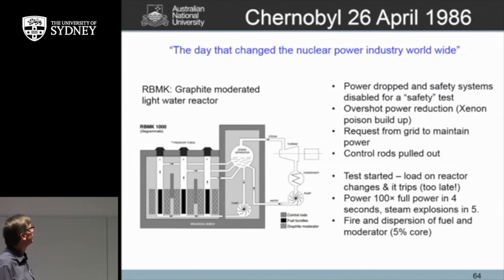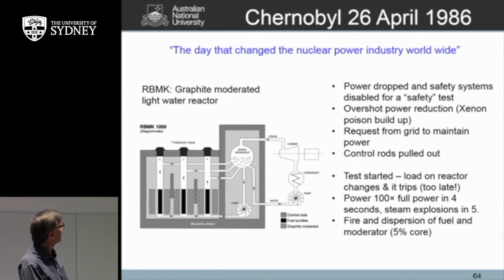Yeah. That'll be good. So Chernobyl is the one that's the real killer. So this is a Russian-designed graphite-moderated light water reactor. Had a positive void coefficient. This accident was really entirely human initiated.